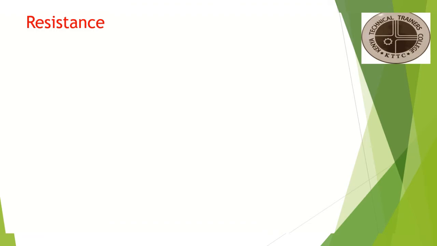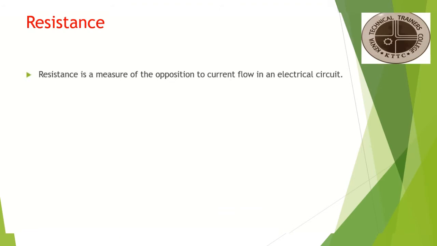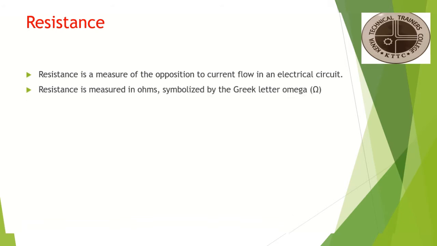Straight away, we look at resistance. What is resistance? Resistance is the ability of a material to resist the flow of current. That is, resistance is a measure of opposition to current flow in an electrical circuit. Resistance is measured in ohms and it is symbolized by the Greek letter omega.